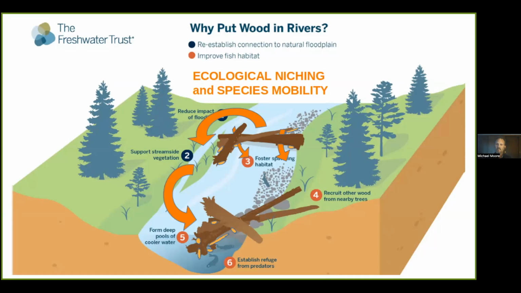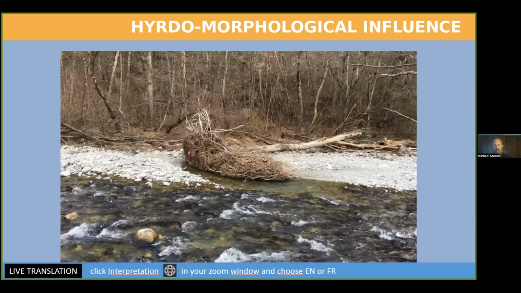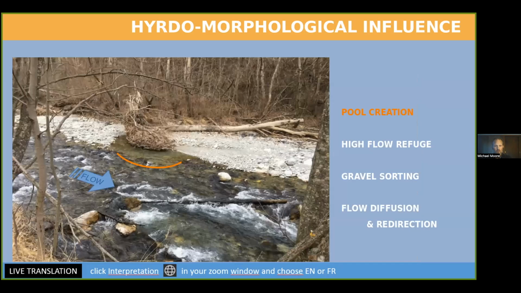Here's an example that I found nearby where I live on the Gironde River, a tree that fell in and is demonstrating within its first year in the stream a lot of these dynamics. First of all, you can see that there's a pool that was created around the root wad. There's high flow refuge. When there are high flows, fish can hide behind the root wad and not have to struggle so much under those conditions.